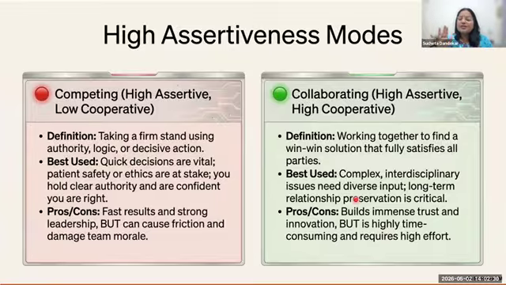But what are the pros and cons? It builds immense trust and innovation. However, it could be highly time consuming and will require a lot of effort, because all parties that are involved should come on the same page and say, yes, this works.